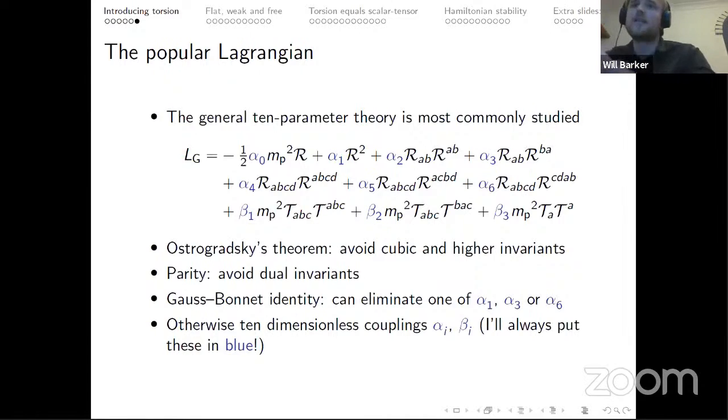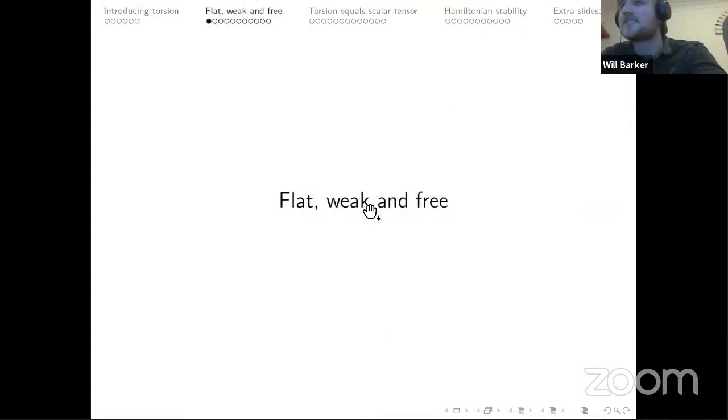And overall in the theory, you're going to end up with these 10 dimensionless coupling constants. So these alphas are going to sit in front of the Riemann-Cartan parts, and the betas are going to sit in front of the torsion parts. And there are 10 of these, and we get to vary them freely. So now we want to say, okay, well, how healthy is this theory? Can we impose some constraints on these coupling constants to make it a bit sounder?